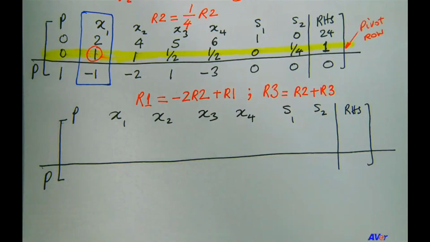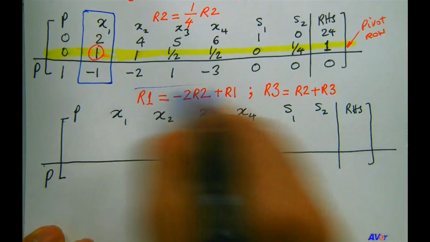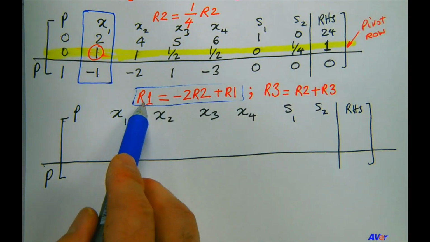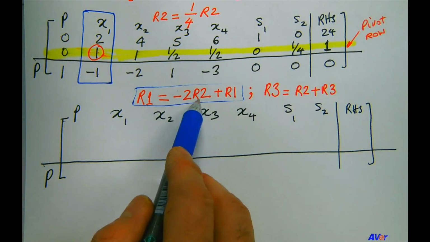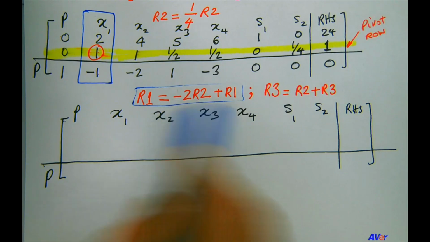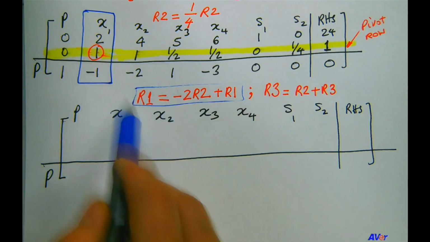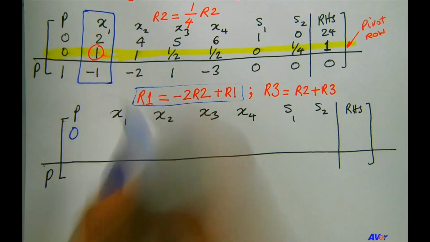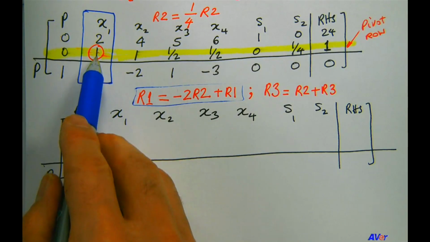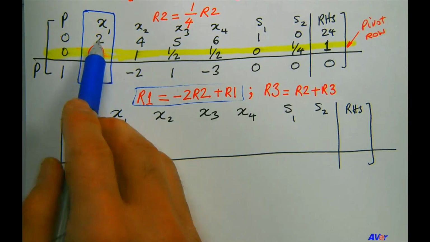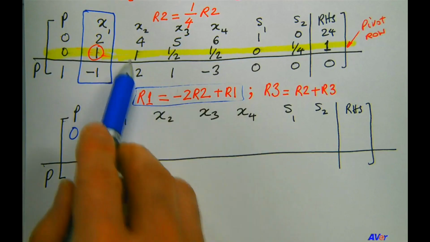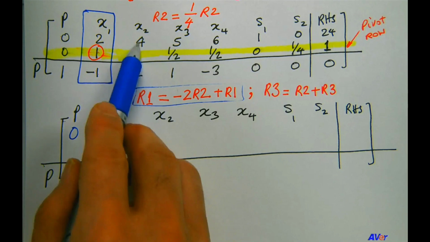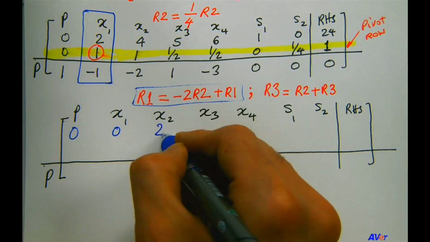Okay, so let's carry out this row operation first, this one. This is saying to replace row 1: multiply the second row by negative 2, and then add it to row 1. So let's do that. Minus 2 times 0 is 0, plus 0, 0. Minus 2 times 1 is minus 2, plus 2, 0. Minus 2 times 1 is minus 2, plus positive 4 is 2.